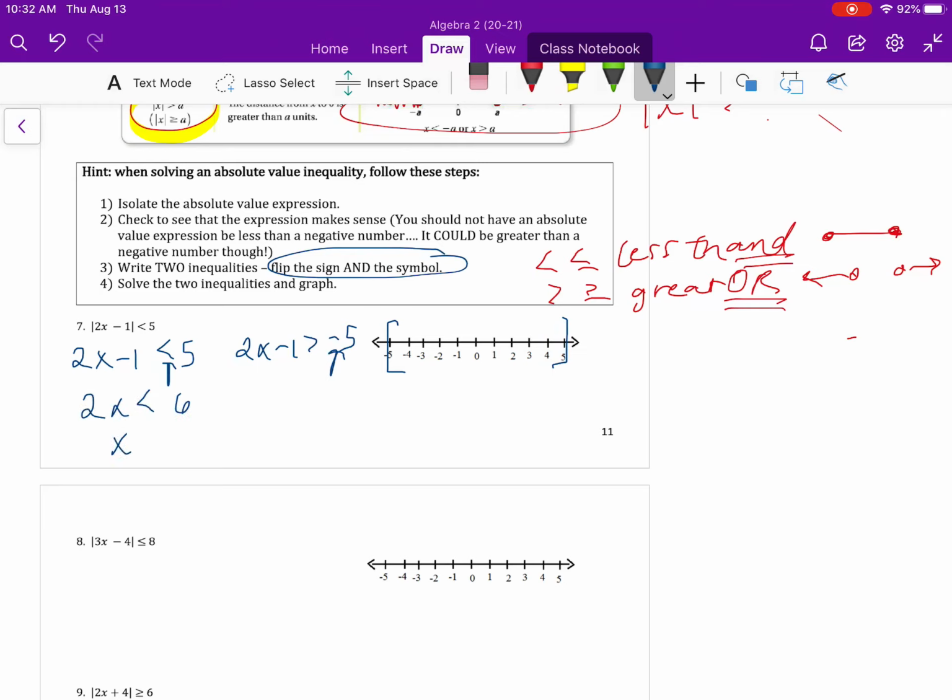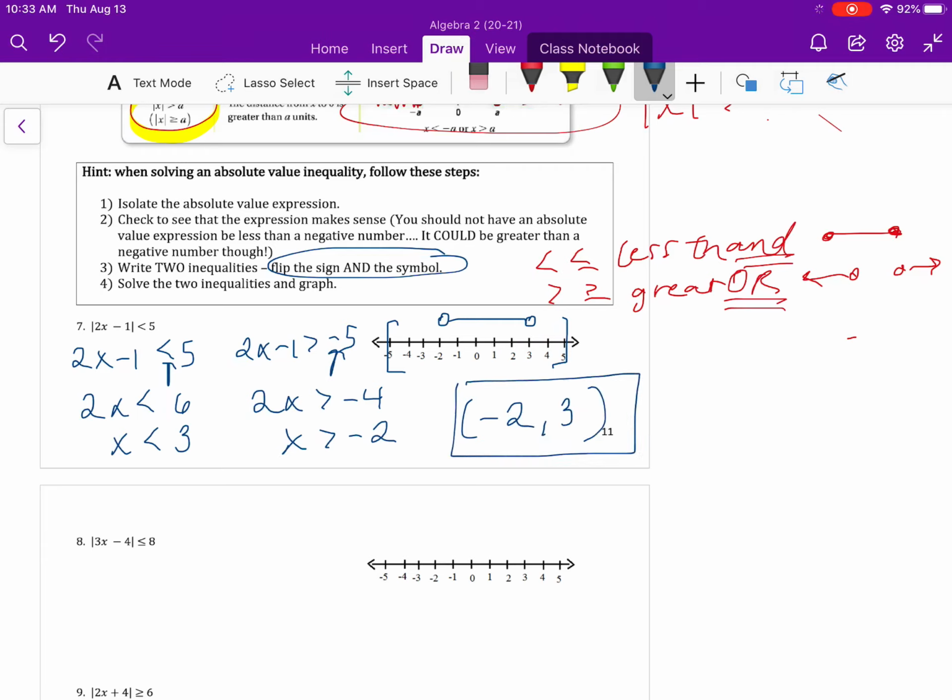Okay, so then go ahead, add 1, divide by 2. Add 1, divide by 2. So our final answer is x has to be less than 3, open circle, and greater than -2. And it's all the answers in between. Now we can write this in interval notation, right? Can't we just say that that's -2 to 3? And we have open dots. So those are kind of our two ways that we could answer that problem.